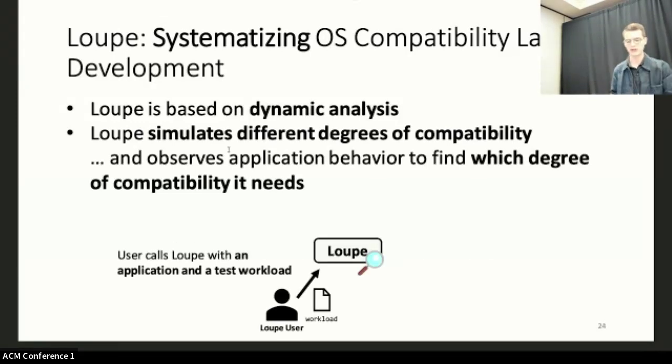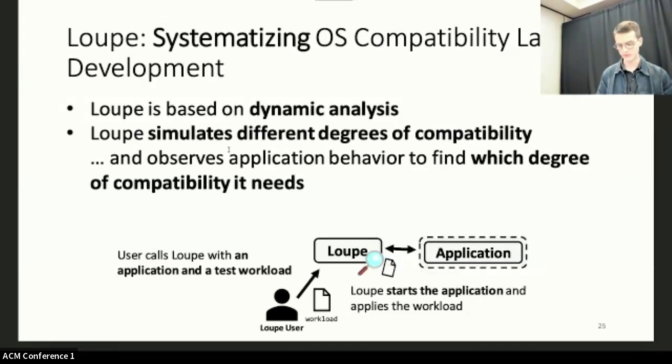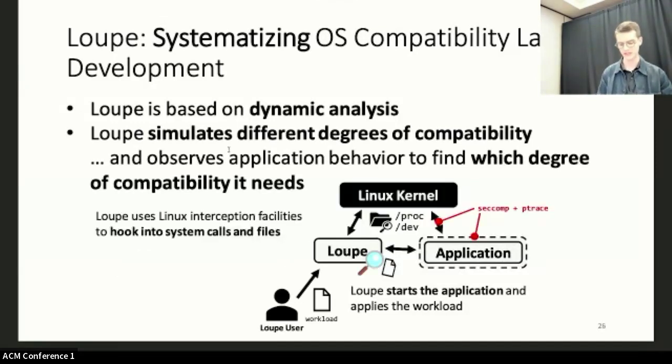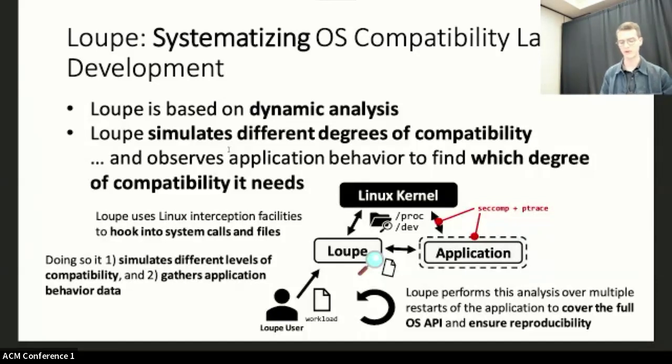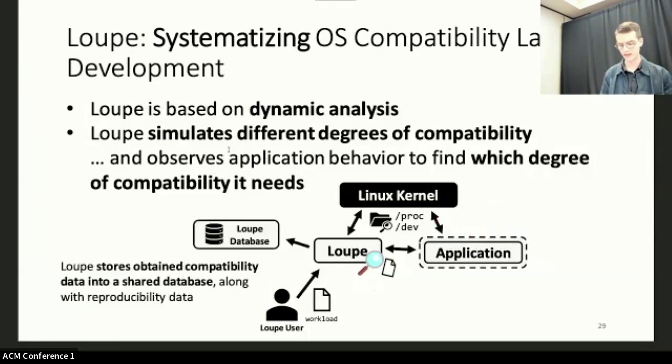Typically, users would provide Loupe with an application and a test workload. Then Loupe starts the application and applies the workload. And while doing so, it uses Linux interposition facilities, so seccomp and ptrace, to hook into system calls and files. And it does so in order to simulate different degrees of compatibility and gather application behavior data. And this process is performed over multiple restarts of the application to cover the full OS API and ensure that results are reproducible. Finally, Loupe stores the resulting data in a shared database together with information necessary to reproduce.